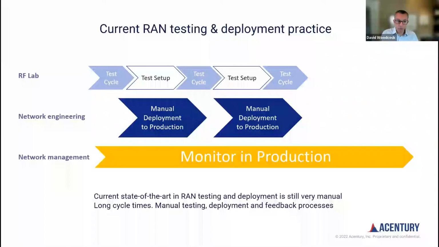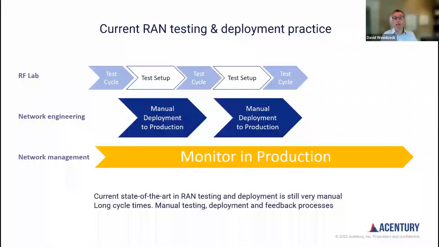At the end of each cycle, network engineering takes the results and deploys that change into the production network. Monitoring of the network happens in parallel through the usual tools like OSS and BSS. And they measure key performance indicators, which are monitored to determine what changes need to be made in the future, which in turn results in more tests to do.